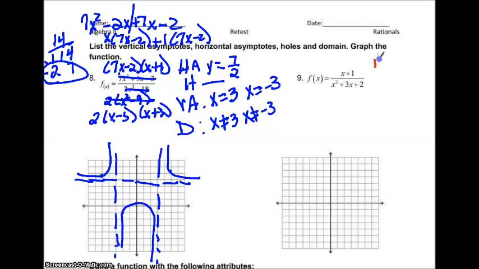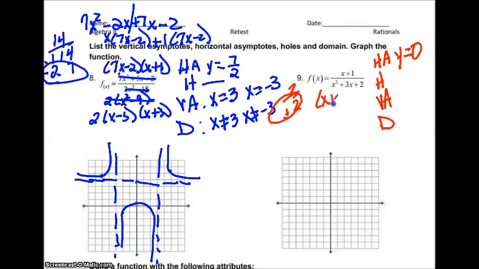Number 9, same thing. We got to have a horizontal asymptote. We've got to have a hole. We've got to have a vertical asymptote. We've got to have a domain. The exponent in the bottom is bigger, which means that y equal 0 is your horizontal asymptote. You've got to find the factors of 2. 1 and 2. Signs are the same. They're all positive. They equal 3. So x plus 1 and x plus 2 is what the bottom really is.